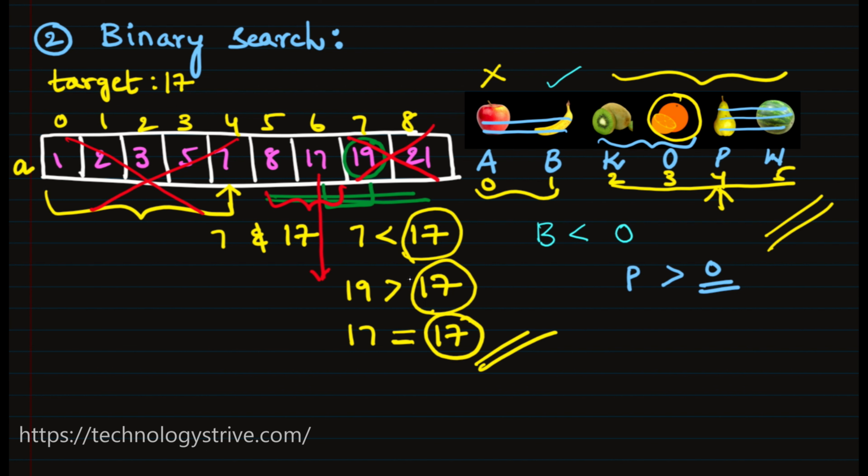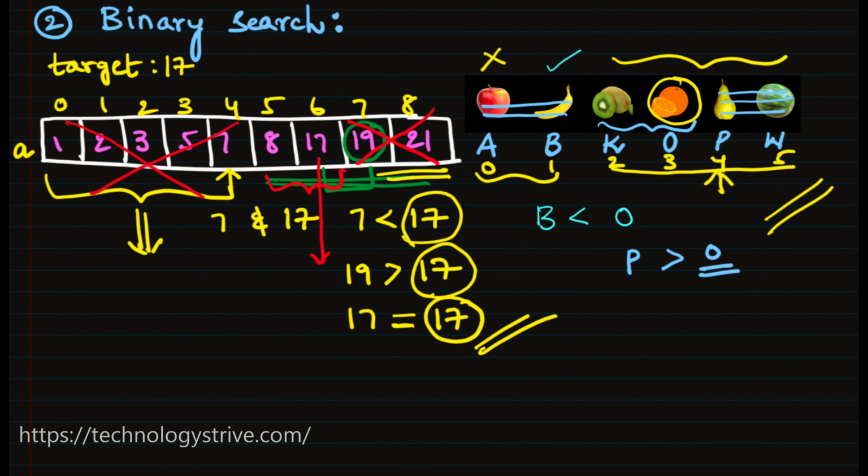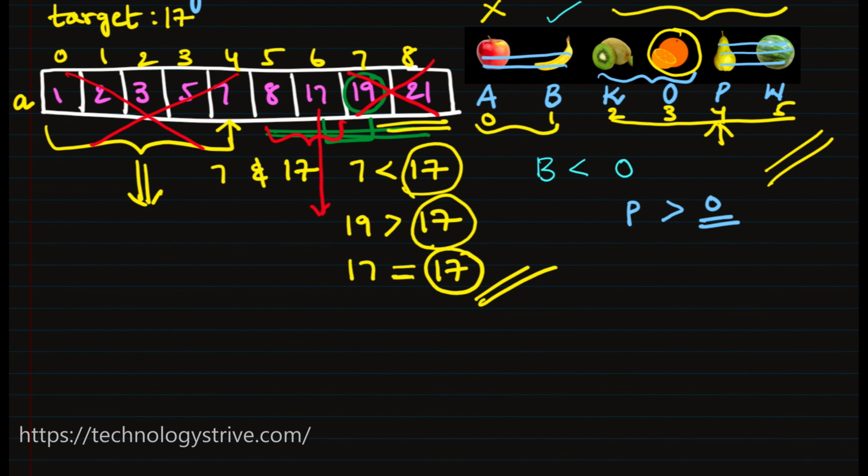So every time actually we are reducing our search space by half. First time half of the search space has been ignored. This much has been ignored. And second time this much has been ignored. This process repeats until we find our answer or we are done with all the elements of the array. So now let's write the algorithm for this binary search.